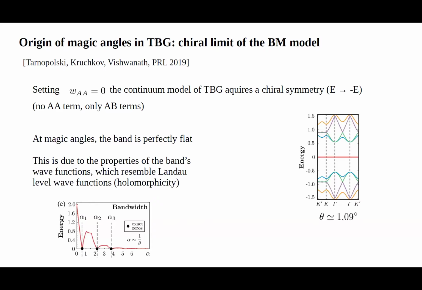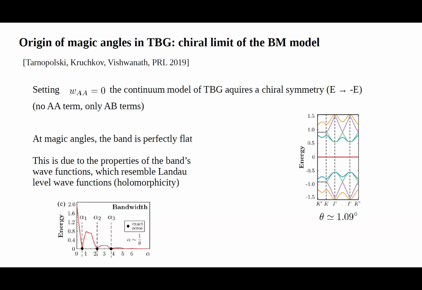they found a limiting case of the Bistritzer-MacDonald model with W_AA equals 0, which is now called the chiral model of twisted bilayer graphene. So what happens when you turn off this interlayer tunneling between A and A? What happens is that the model acquires a chiral symmetry, meaning that now the spectrum is going to have an exact E goes to minus E symmetry. And doing so, they found that at magic angles, the band is perfectly flat.